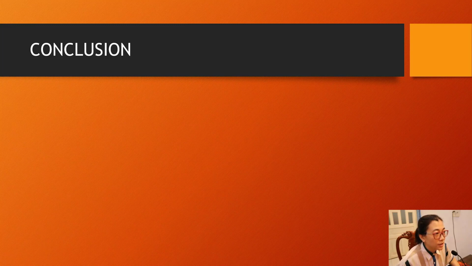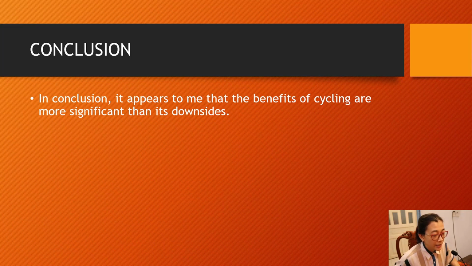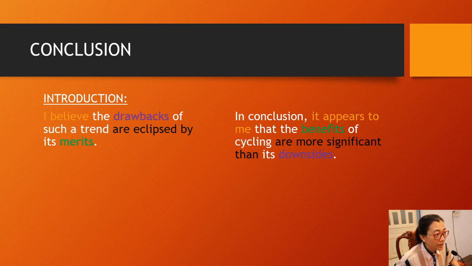Now let's move on to the last part of the essay, that is the conclusion. In conclusion, it appears to me that the benefits of cycling are more significant than its downsides. And now let's have a look at the introduction. So you see, I have paraphrased the introduction and made it a conclusion. Instead of saying I believe, I say it appears to me, and I have changed drawbacks into downsides, merit into benefits, and are eclipsed by has been replaced by are more significant than.